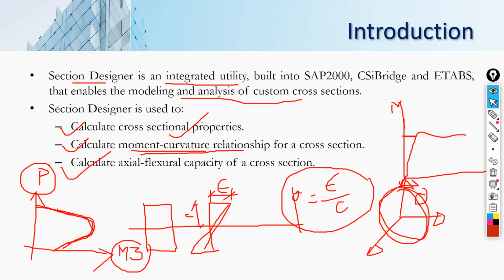Section designer also gives us this PMM interaction surface for our cross section, and from that PMM interaction surface we can calculate the axial flexural capacity of our cross section. So these three are the important information that section designer gives us once we have modeled our custom cross sections in section designer.